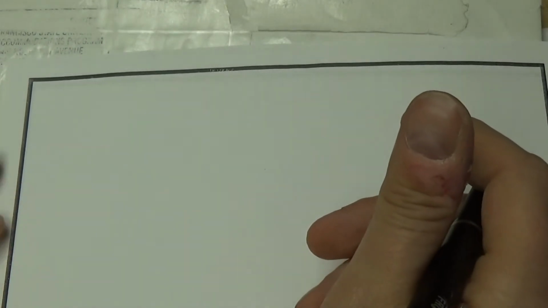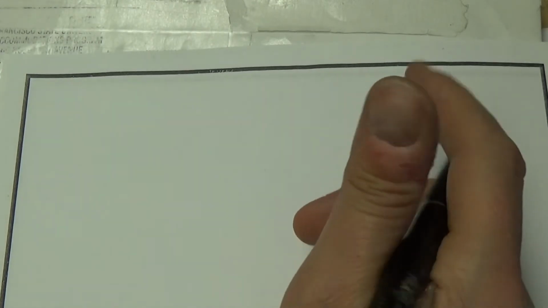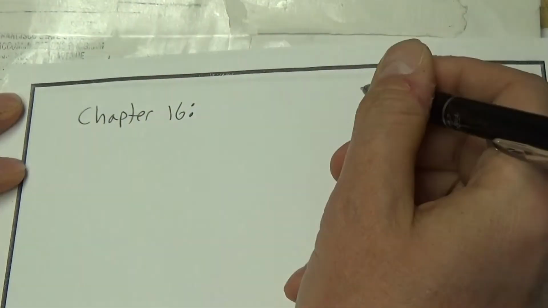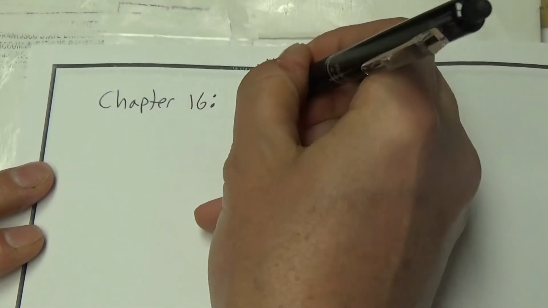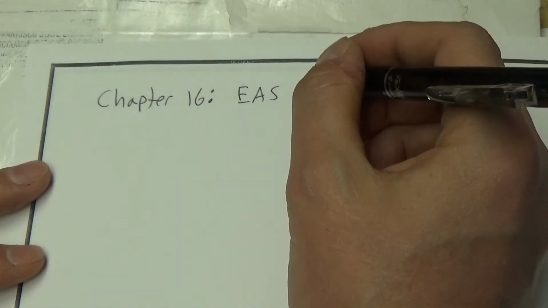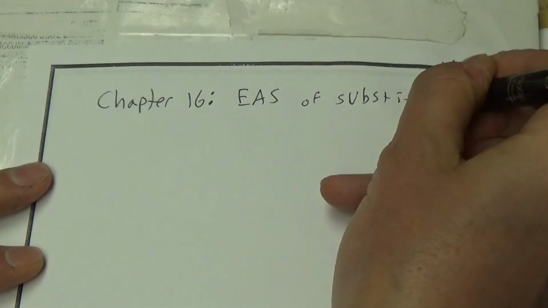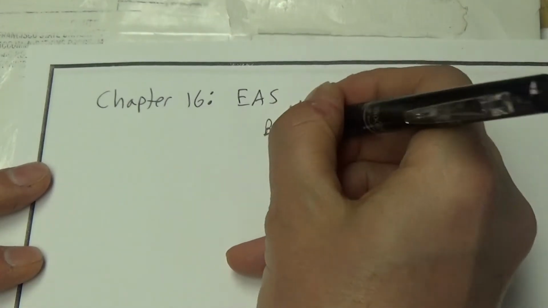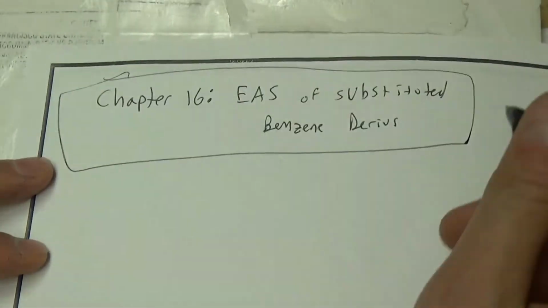Alright, we're on to the next chapter. So the last thing we talked about was the Friedel-Crafts acylation, and that was the last reaction of chapter 15. So now, let's enter chapter 16, which is kind of a continuation of 15. More aromatic reactions. So now it's going to be EAS, which of course is that common mechanism we talked about a bunch, of substituted benzene derivatives. EAS of substituted benzene derivatives.